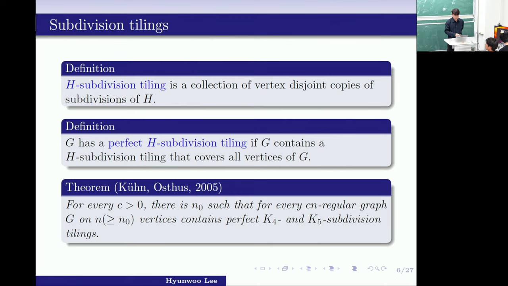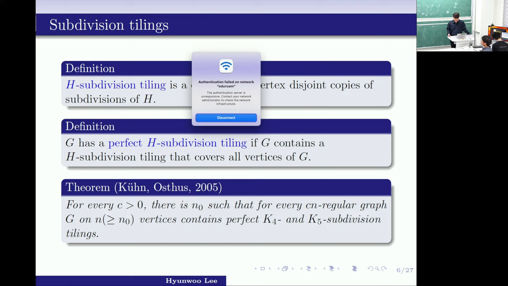What about K3? K3 is just a cycle, so for a regular graph... I forgot it, but I think it was proved. Yes, it was proved by Bollobás, I forgot the name. Maybe you can turn off the Wi-Fi?